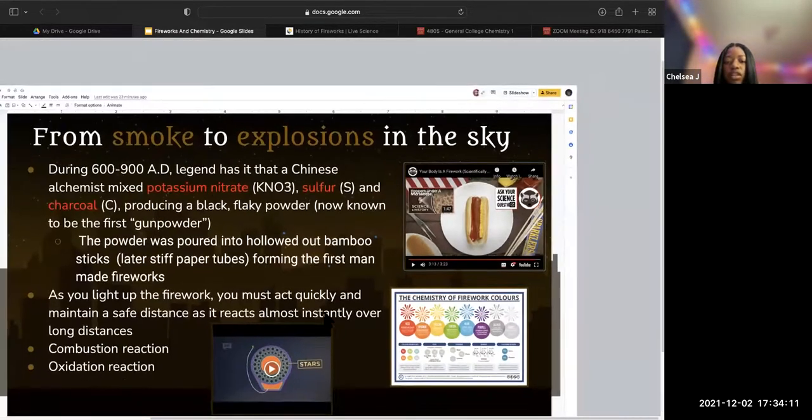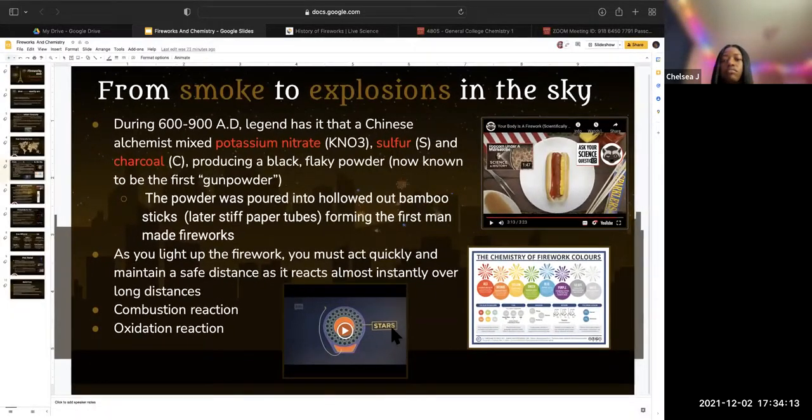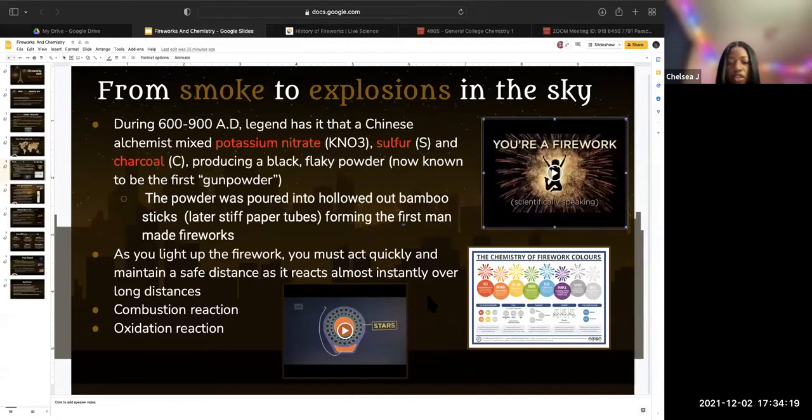So that was just some more context on the colors, like what elements create the colors that we see in the sky with fireworks. And then this video is also just going to highlight how the different shapes, like if you see hearts in the sky made out of fireworks, it's more background on that too. So I'm just going to play that as well.